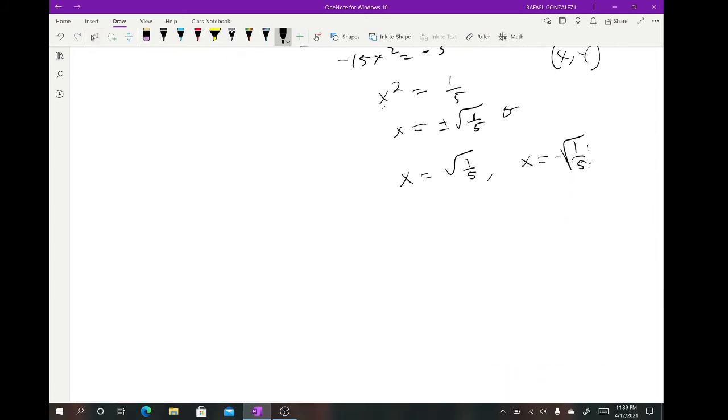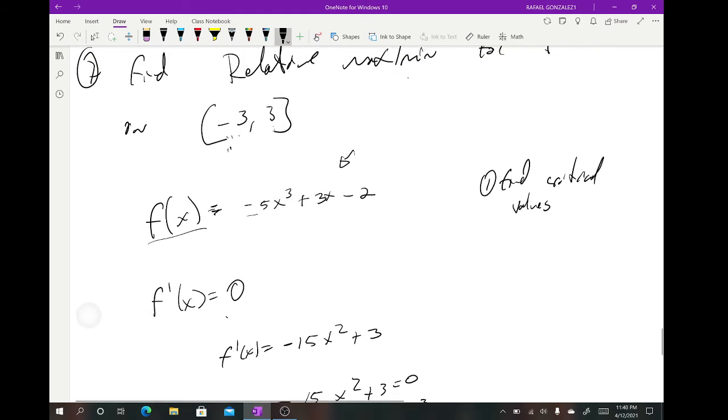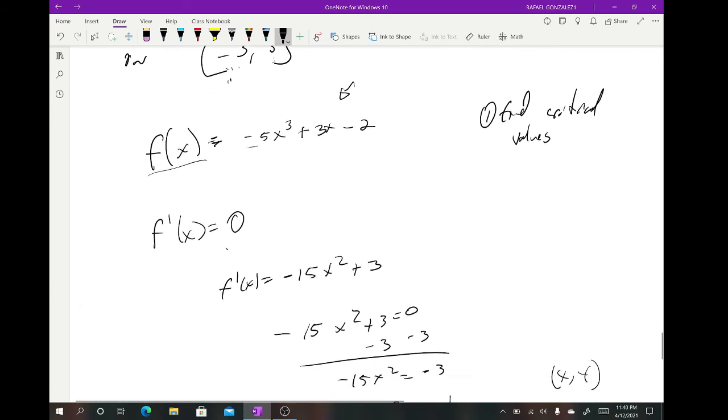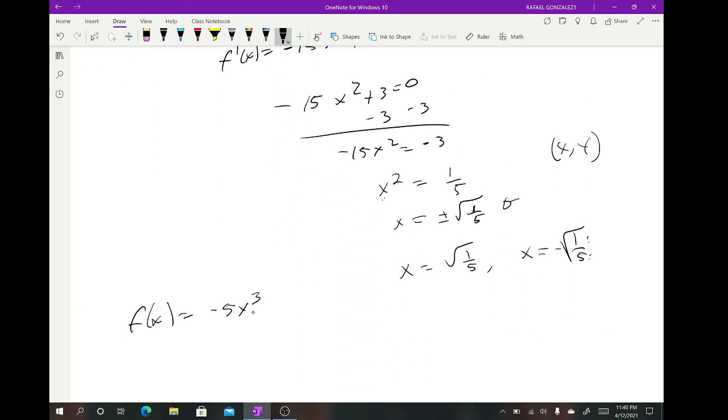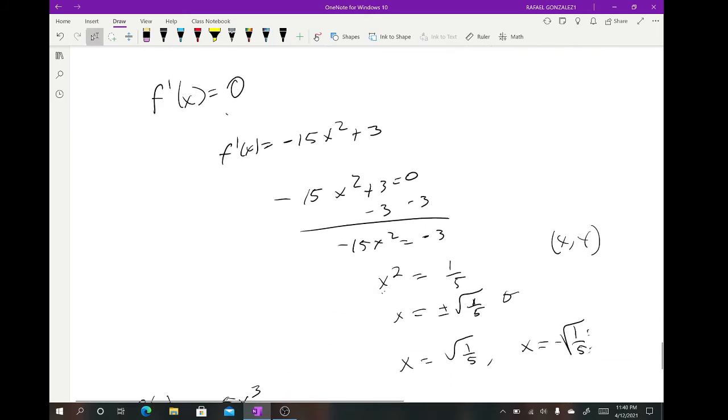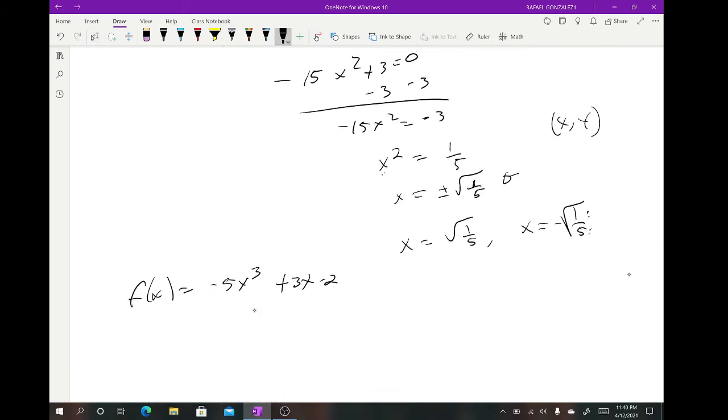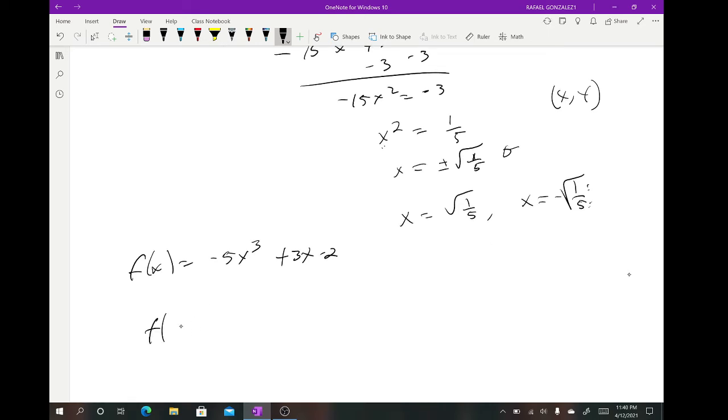So what was f? Let me just rewrite f. F of x was given to me to be the following: f of x is equal to -5x cubed plus 3x minus 2. So now I have to solve for 4 things. I have to find the value of f at the square root of 1/5, f of the square root of negative 1/5, f of 3, and f of negative 3.